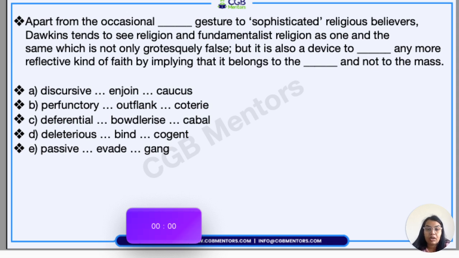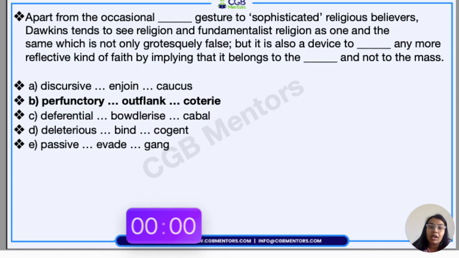Okay. So here the answer is B. Apart from occasional gesture to sophisticated religious believers, Dawkins tends to see religion and fundamentalist religion as one and the same.